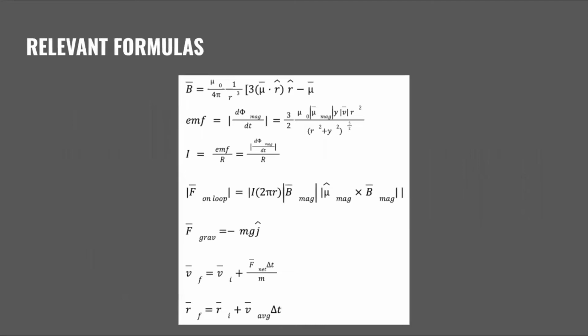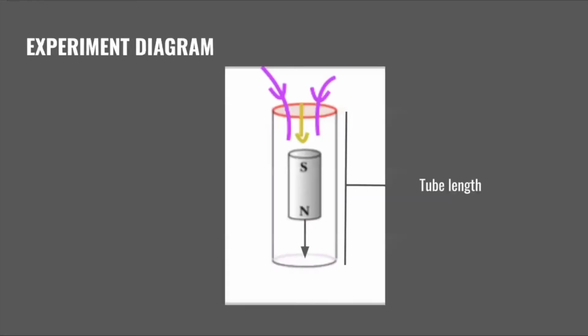These are some of the relevant formulas. I want to explain them. We will see these come quite often, especially in the computational model, and we should just make a note of them at first. So this is the experimental diagram, which is just a magnet falling in a tube.